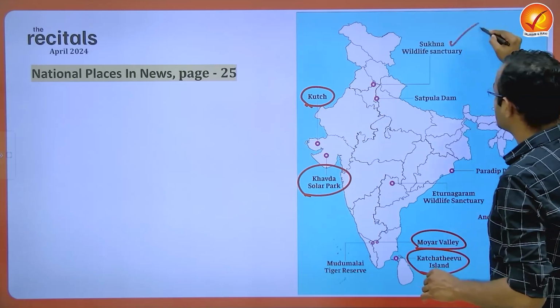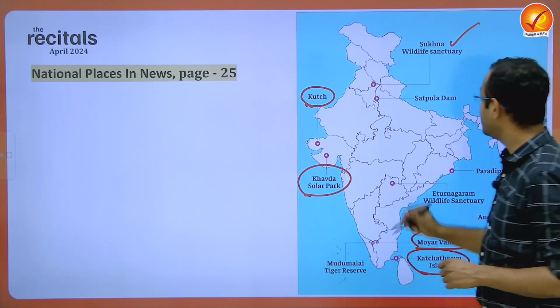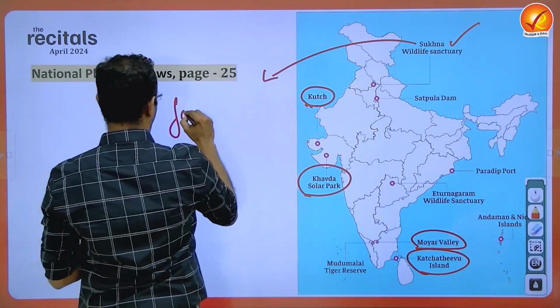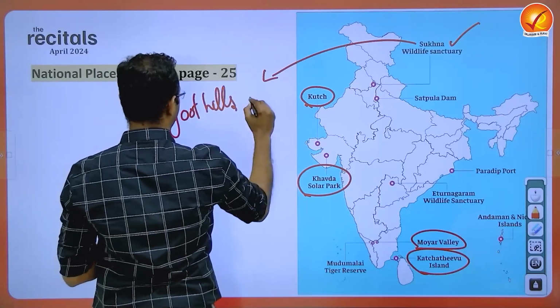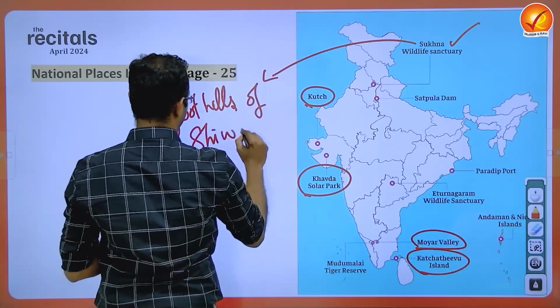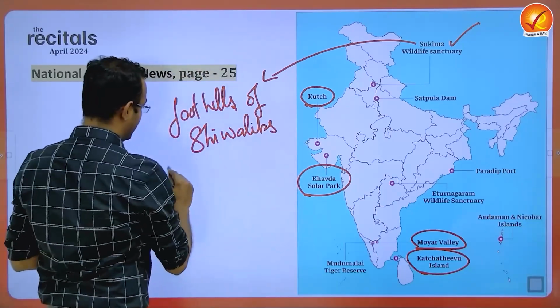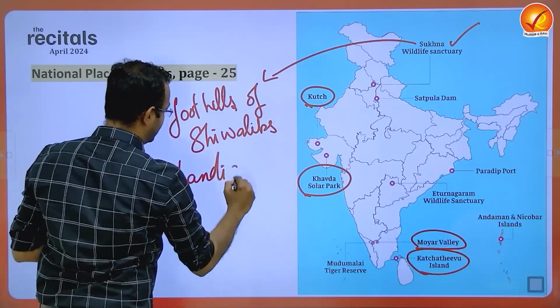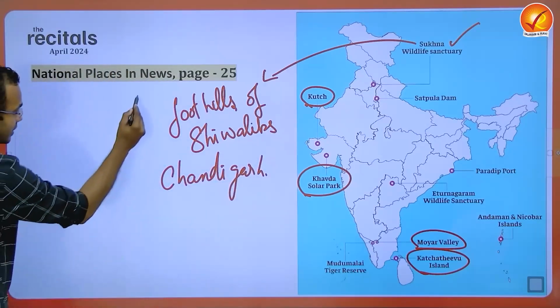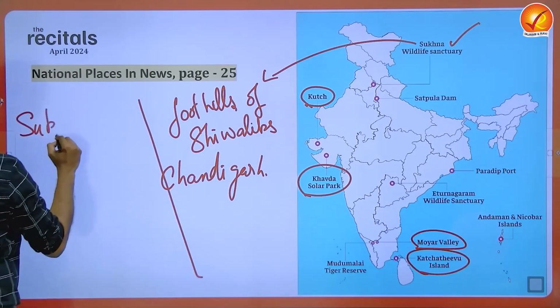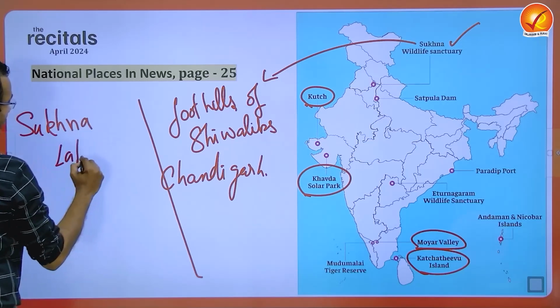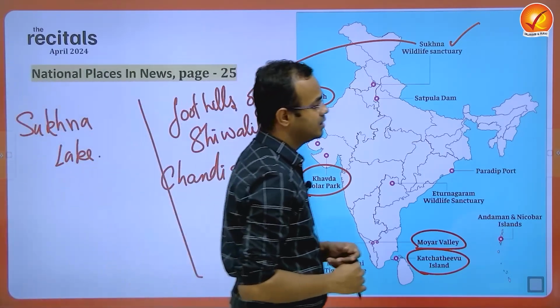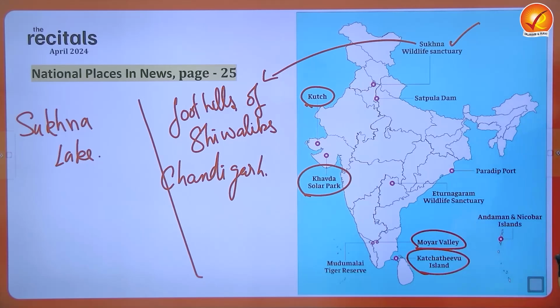Starting from number 1, Sukna Wildlife Sanctuary, which is present in the foothills of the Shivaliks in the Chandigarh region. This is also known for Sukna Lake. Sukna Wildlife Sanctuary, Sukna Lake, the foothills of the Shivaliks.